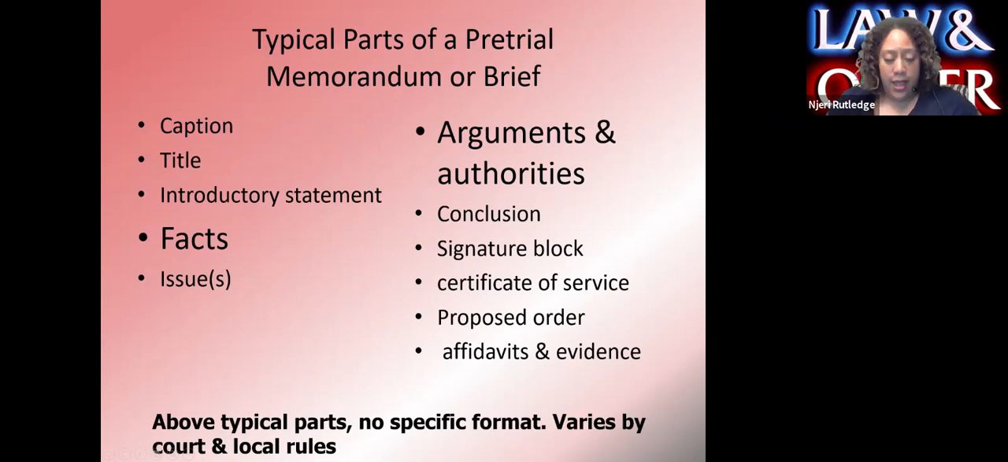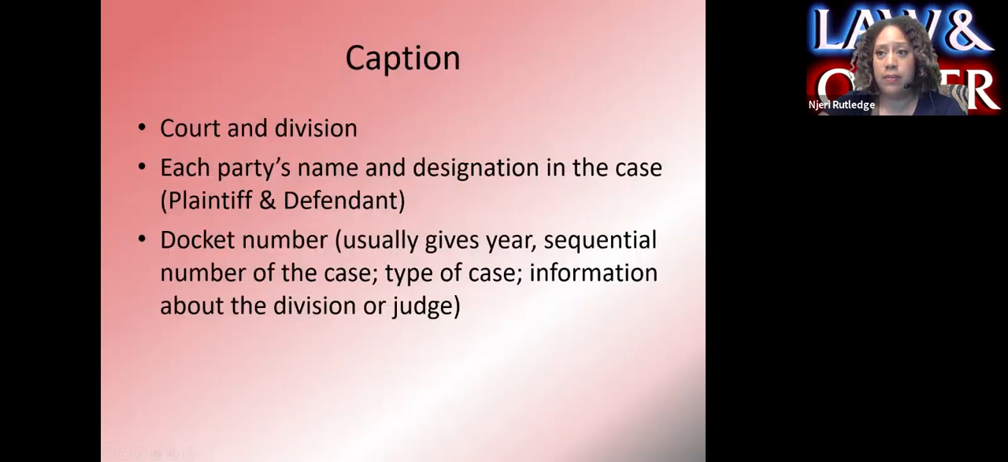Now, this is a little bit of a reminder of legal research, but here are the typical parts of a pretrial motion, memo, or brief. Now, there is no standard set way because it's all going to depend on the local rules of court. But generally, all of your motions should include a caption, a title, an introductory statement, summary of the facts, the issue, argument authorities, conclusion, a signature block, a certificate of service verifying that you did in fact serve your opponent, a proposed order. Judges are very busy. You need to write the order for them to sign, and any affidavits and evidence that need to be attached.